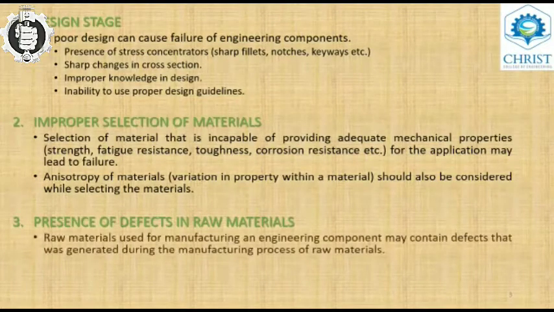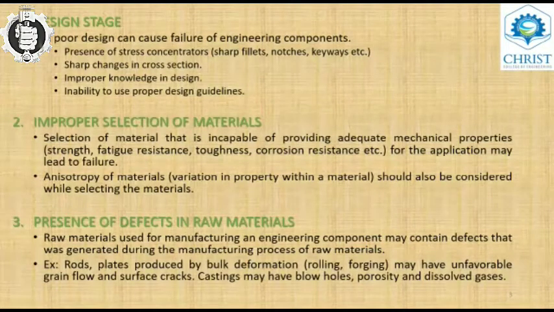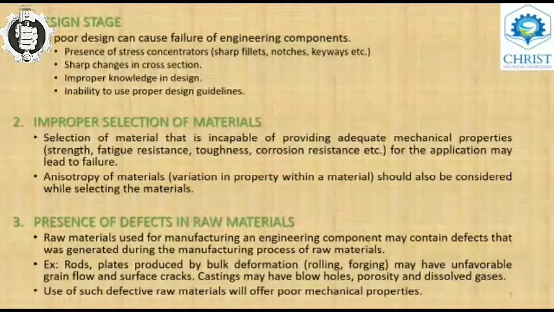The raw materials used for manufacturing an engineering component may contain defects that were generated during the manufacturing process of the raw materials. For example, rods, plates, etc. produced by bulk deformation processes like rolling and forging may have unfavorable grain flow and surface cracks. These cracks may result in total failure of the system. Also, castings may have blowholes, porosity and dissolved gases that may result in total failure. Use of such defective raw materials will also offer poor mechanical properties. So the total life cycle of the component may shorten due to defects in the raw materials.